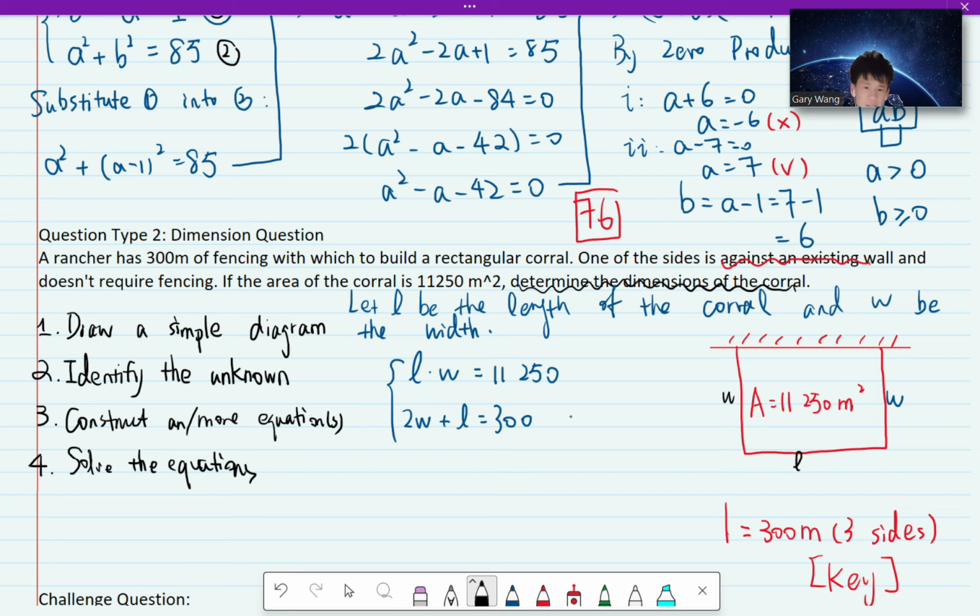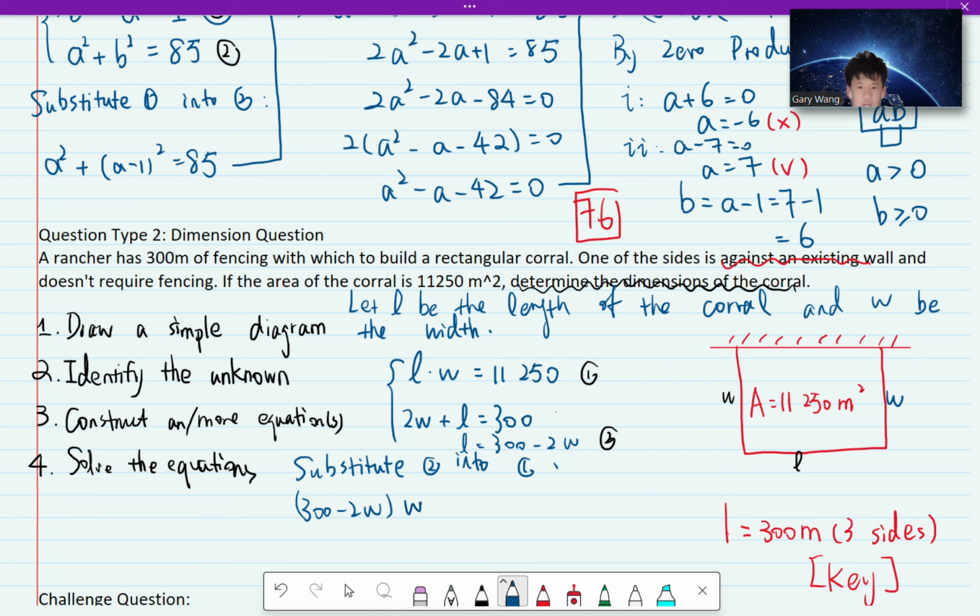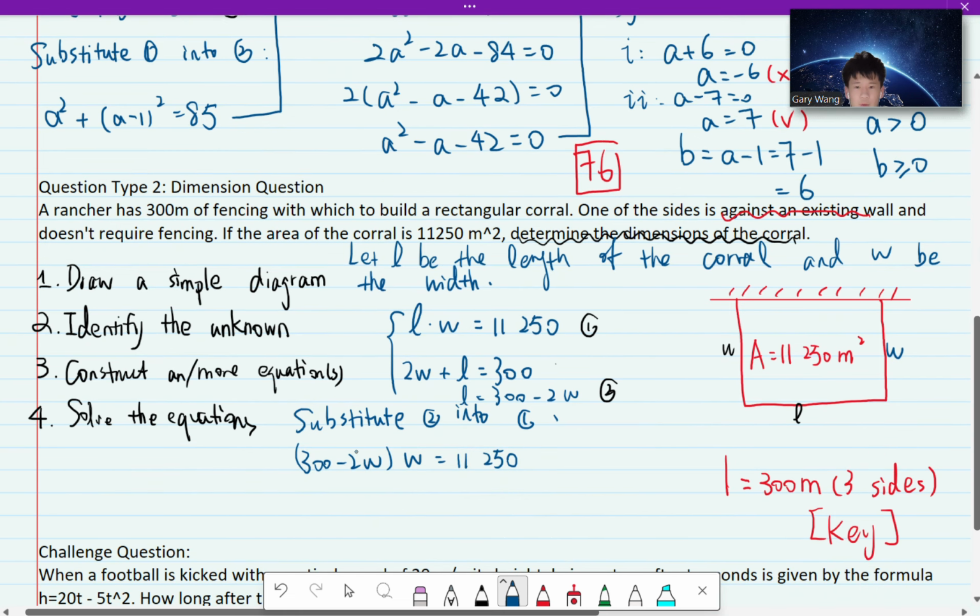So let's start off by isolating L in the second equation. So L would be 300 minus 2W. And we have equation 1, equation 2, and we can substitute 2 into 1. And we can get 300 minus 2W times W equal to 11,250. And we expand the bracket out, we would have 300W minus 2W squared equal to 11,250.